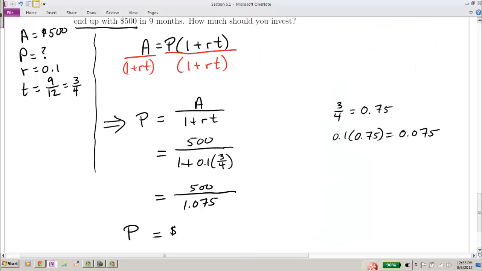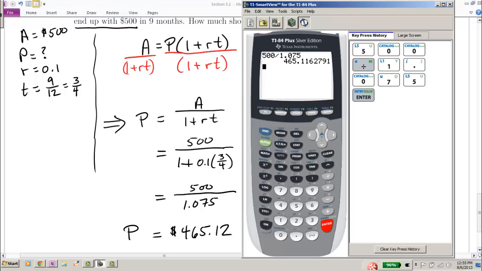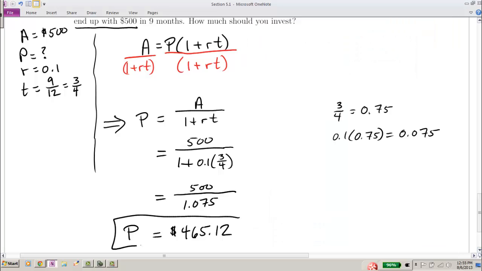$465.12. Now, our answer that we got, of course, went beyond the hundredths place. We're rounding it to the hundredths place because our units are in currency, are in dollars, and so we don't have much of an interpretation beyond the hundredths place. So I'm just rounding to the nearest penny. And there's the principal required to end up with $500.